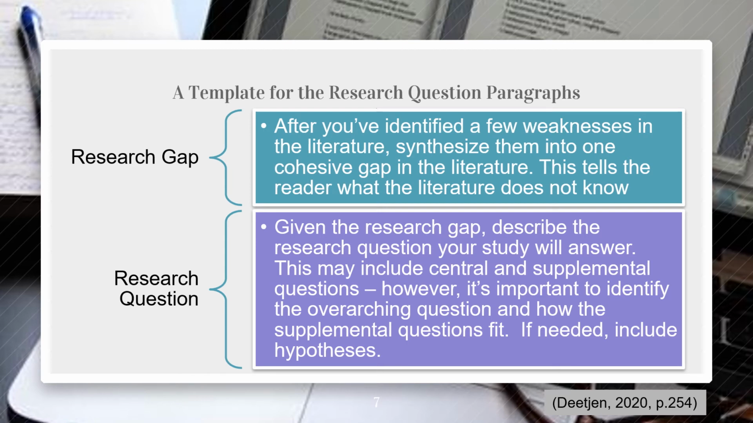Then you'll say, okay, given this research gap, here's the question that your study will answer. Now, it might include a central question with supplemental questions, but it's really important to identify what the overarching question is and how the supplemental questions fit in and fill in the details. For some research, so some quantitative psychological research requires you to explicitly state your hypotheses. So you'll do that here as well.